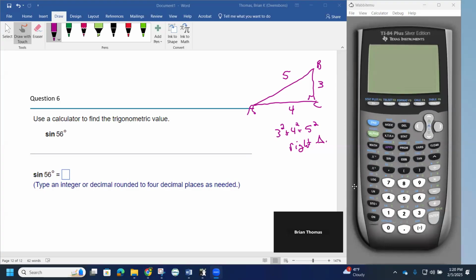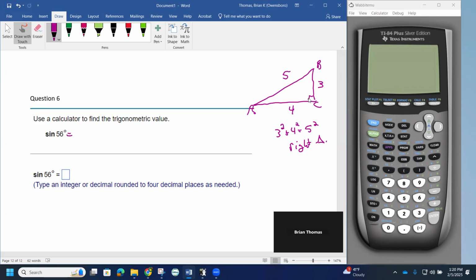So as we move into question 6, it says use a calculator to find the trigonometric value. So what we're trying to figure out is what the sine 56 is. Now keep in mind what the sine 56 represents is a ratio, opposite over adjacent. Now, before I get into this problem, there's a special triangle called the 3, 4, 5 triangle.